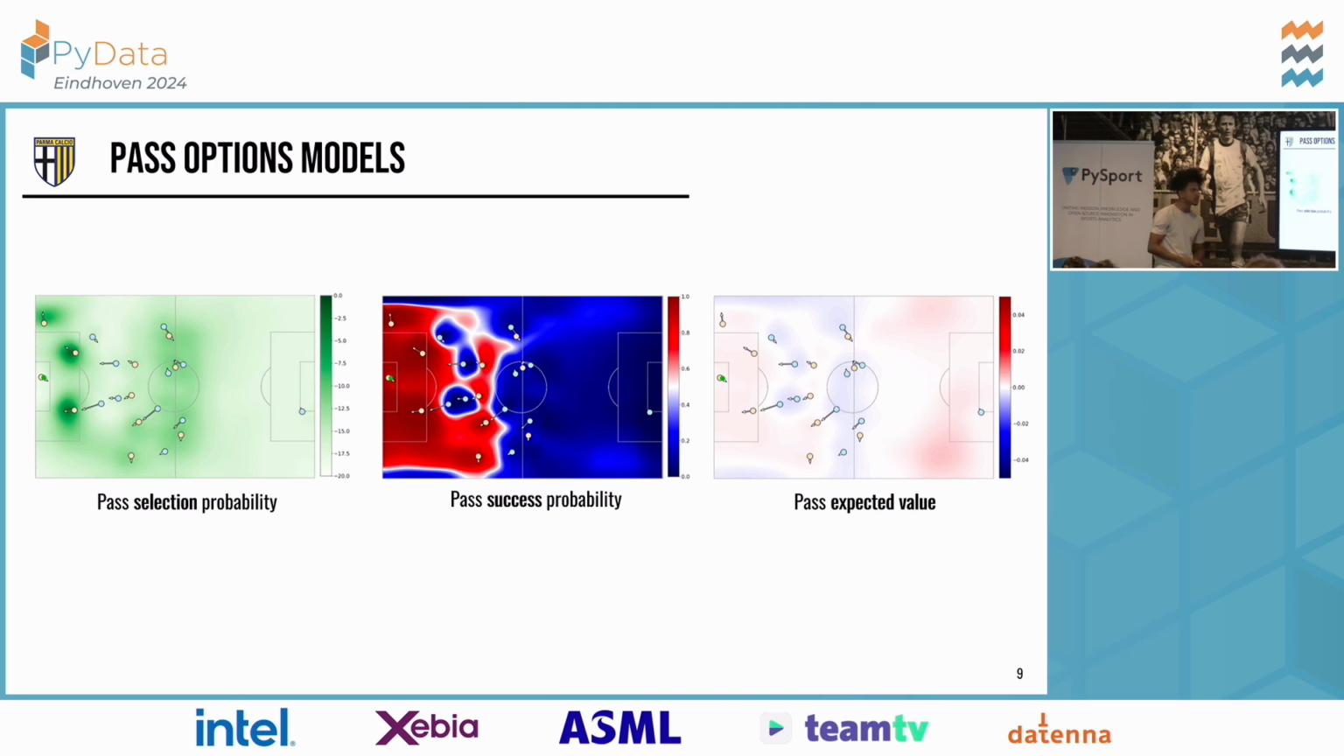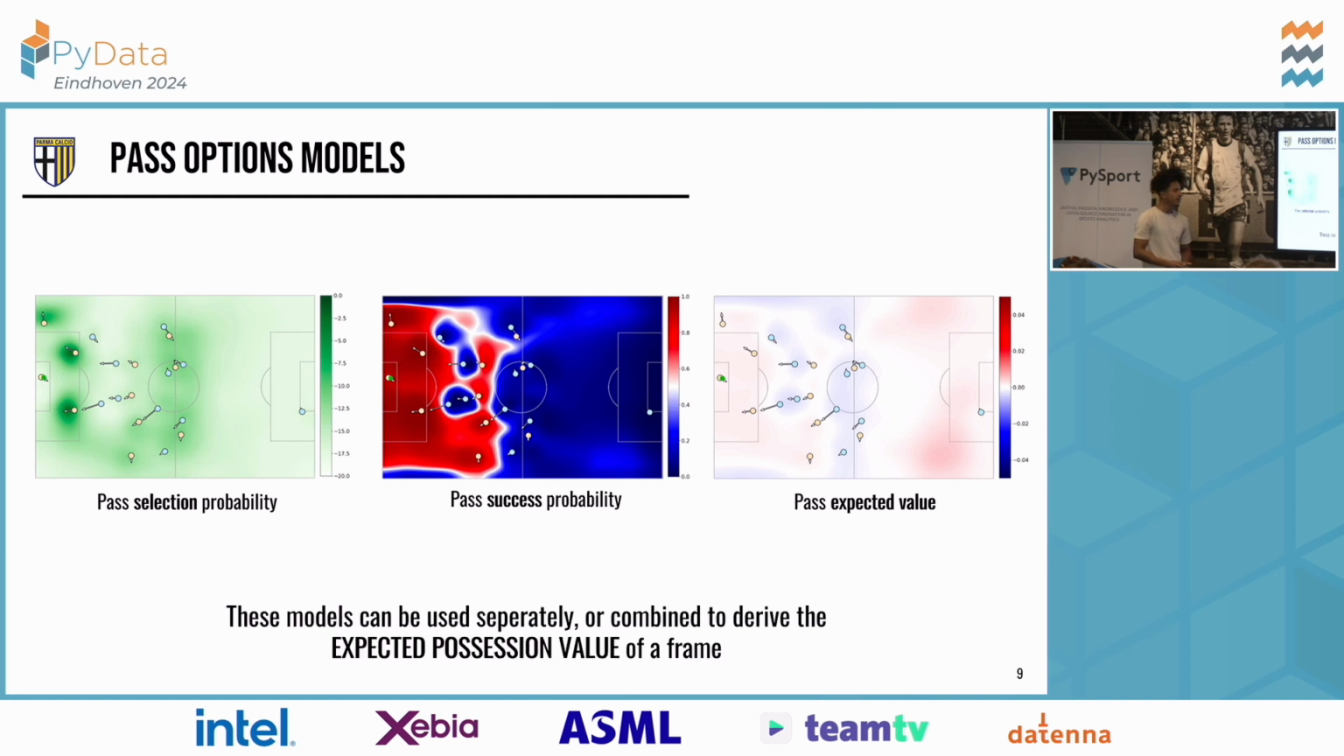The second one is the pass success probability. If he chooses any area, what is the probability that the pass is a success? Again, it's more likely to be a success if it's a short pass. And the third one is the pass expected value. It quantifies the dangerousness of any area in the field based on the current position of the players. These models are very interesting in football. They can be used separately or combined to define what we call the expected possession value.